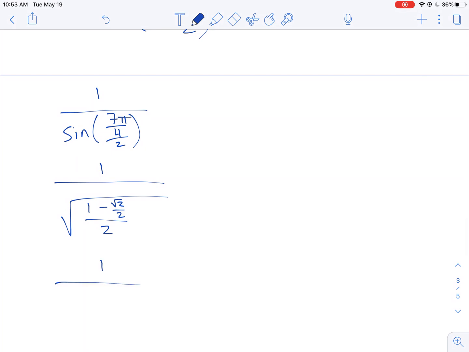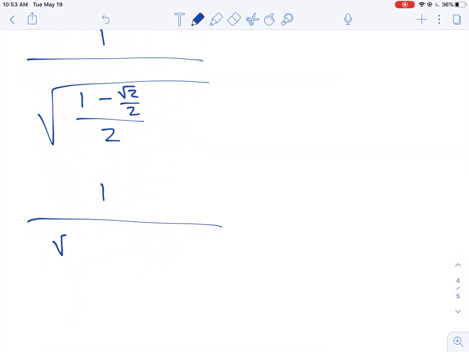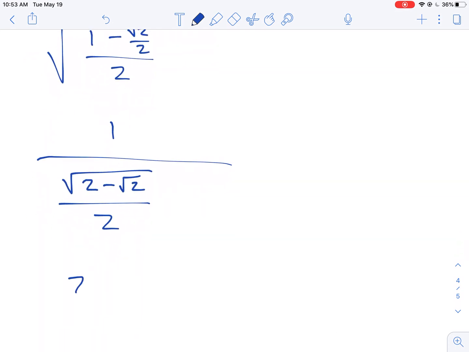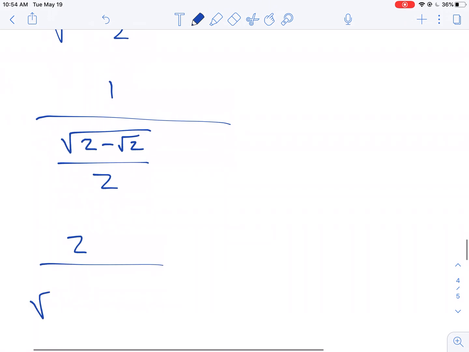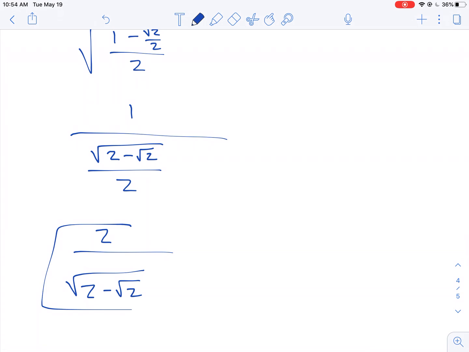We realize that this is 1 all over the square root of 2 minus the square root of 2 all over 2. And when we flip that around, we get 2 over the square root of 2 minus the square root of 2. Now I'm actually going to leave this here. I'm not going to simplify this further.